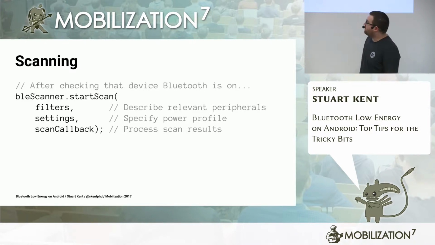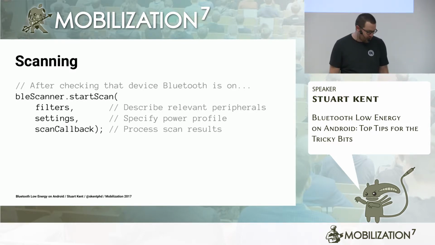So this is how we actually start scanning. We take that scanner and we call start scan. And there are 3 parameters here, and I'm not going to say too much about filters and settings, but they basically do exactly what you would expect. Filters out the results that you're interested in, and settings specifies whether you want a high power or low power scan. The most interesting thing here is the scan callback, and that's what's going to process all of the results that we get from our scanning.